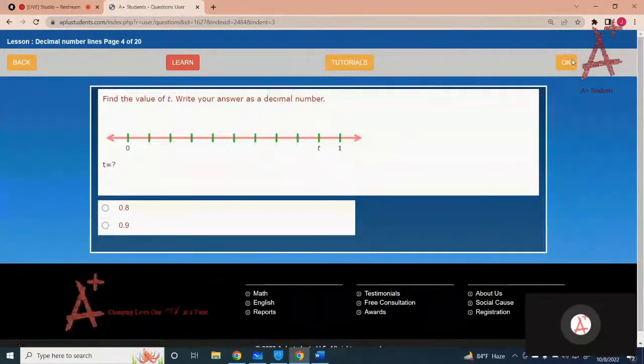Okay, find the value of t. Write your answer as a decimal number. You need to find the intervals from 0 to t. Just count them: 1, 2, 3, 4, 5, 6, 7, 8, 9. That means t is at 0.9. Got it?